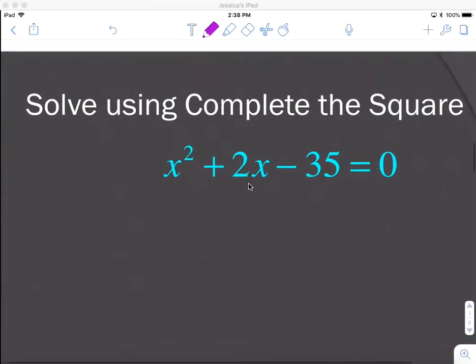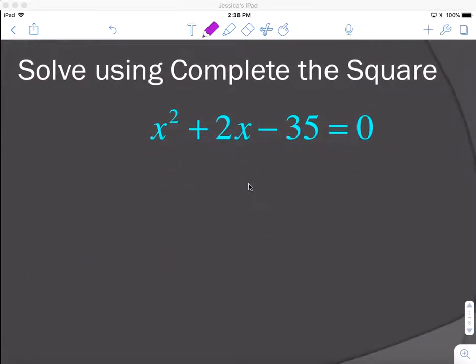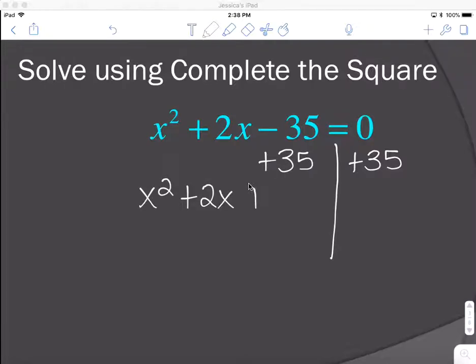Here's our first problem. x squared plus 2x minus 35 equals 0. Your very first step when completing the square is to move your constant, your c value, to the other side. So if that's minus 35, I'm going to add 35 to both sides. When you do that, I want you to write this as x squared plus 2x plus blank equals 35 plus blank. We are going to set this up so I can rewrite this as a perfect square, as something squared.